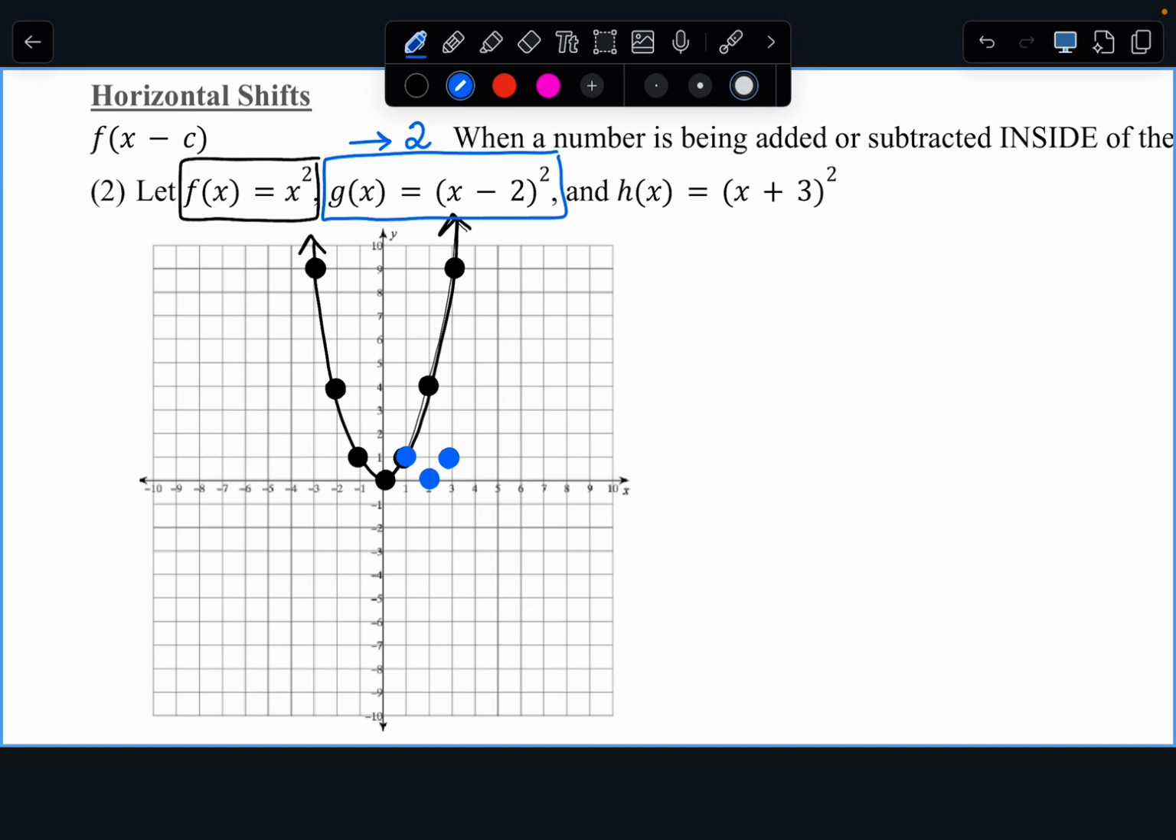Yeah, what do I need to repeat? I just gotta put the dots in. Okay. So again, we had 0, 0, 1, 1, 2, 4, 3, 9. Negative 1, 1, negative 2, 4, and negative 3, 9. For this one, we're taking every one of those points and moving them right 2.